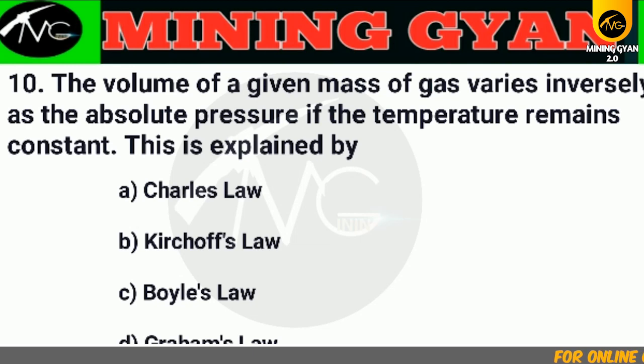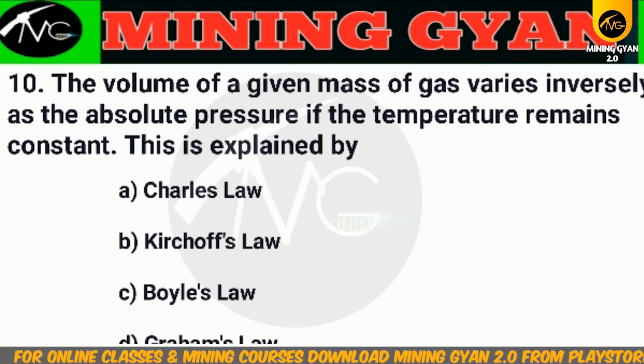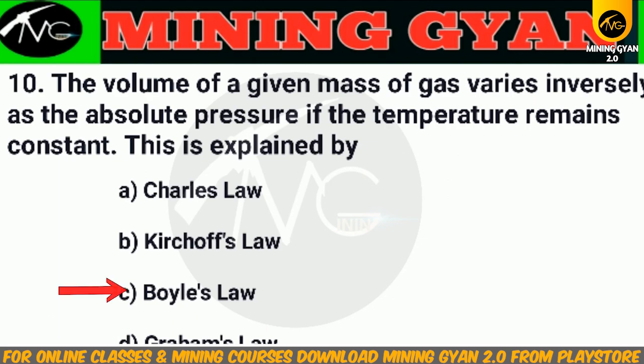Next question is, the volume of a given mass of gas varies inversely as the absolute pressure if the temperature remains constant. This is explained by A. Charles' law, B. Kirchhoff's law, C. Boyle's law, D. Graham's law. Right answer is C. Boyle's law.